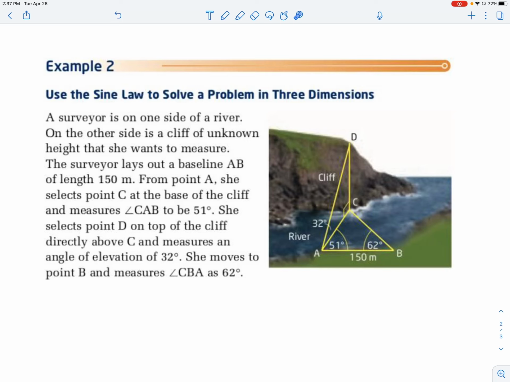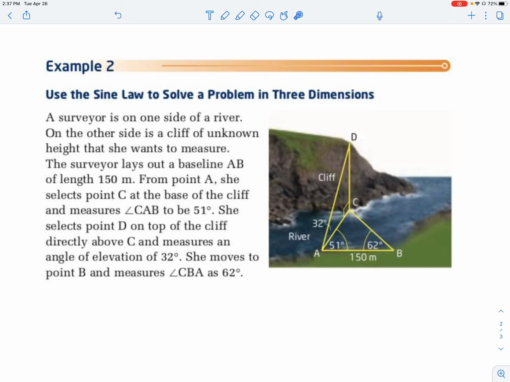Okay, then it says she selects point D on top of the cliff directly above C. So directly above C, she selects another point D at the top of the cliff. And she measures the angle of elevation to be 32 degrees. The angle of elevation is always an angle measured from the horizontal. So her camera would be looking directly at C, nice and horizontal, parallel to the ground, to the river. And then to look at the top, it would have to rotate up 32 degrees.